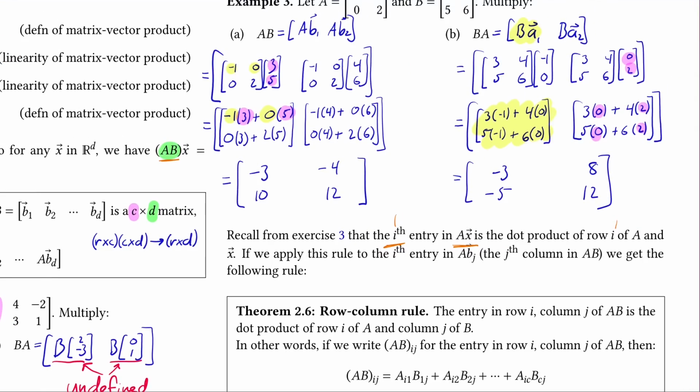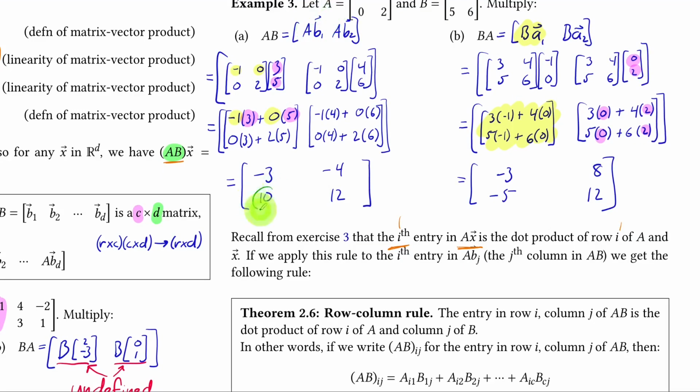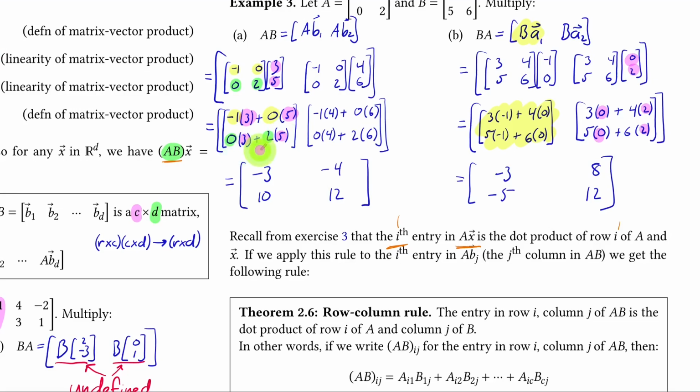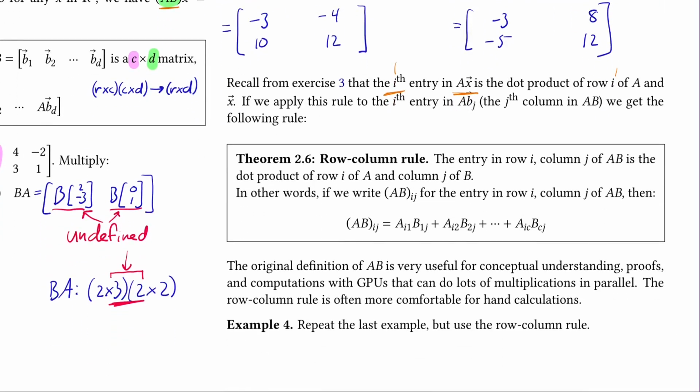Now, the same thing is true in the second entry of AB1, which is this 10 here. We get that by doing the dot product of 0 and 2 with 3 and 5. So 0 times 3 plus 2 times 5 gives you this 10. Likewise, when you're doing A times B2, we're still doing dot products of rows of A with column 2 of B. And that's basically what the row column rule says.